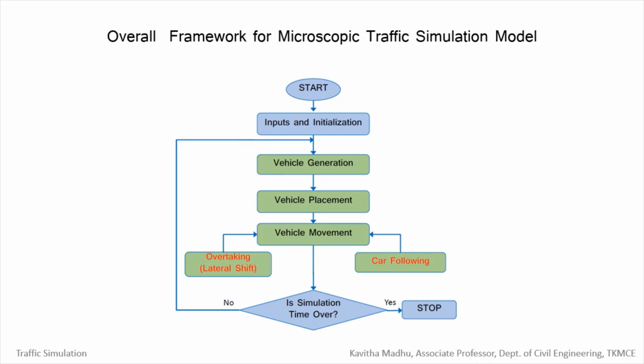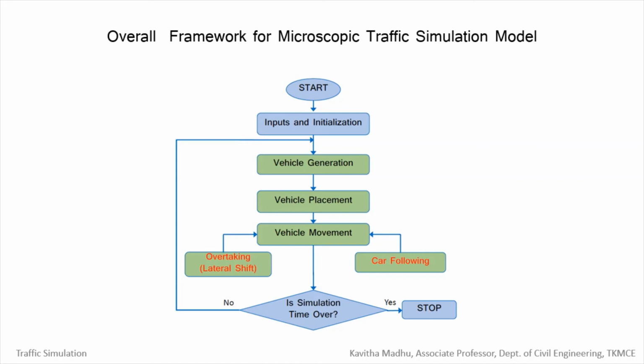And then comes the vehicle generation, which is done based on the headway distribution. And then comes the vehicle placement. The vehicles which are generated need to be placed on the road. So the next step is placement of the vehicle on the road, and once the vehicles are placed, this vehicle needs to move. So the next stage is vehicle movement.